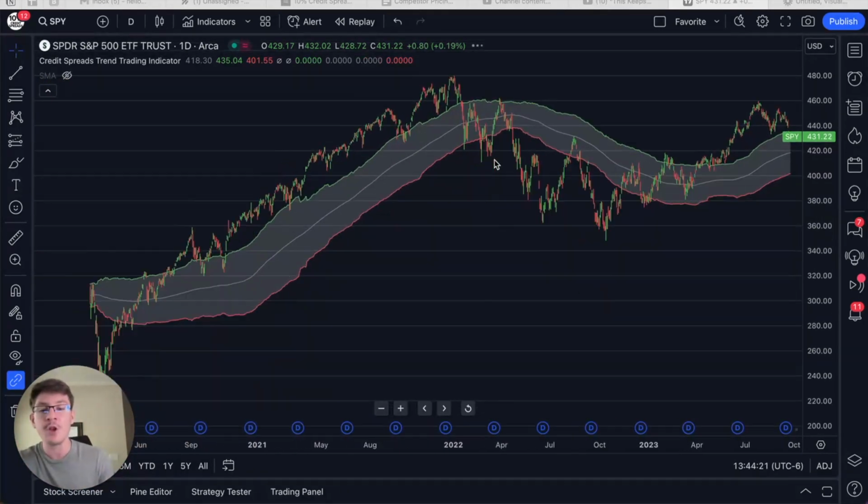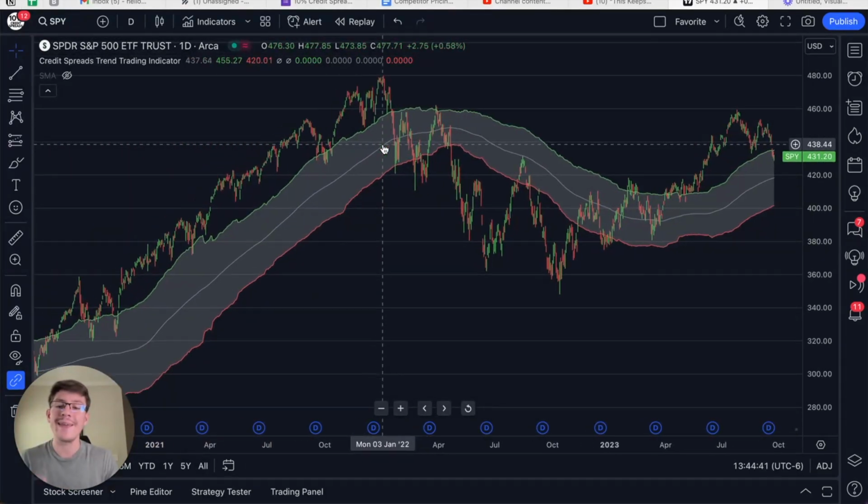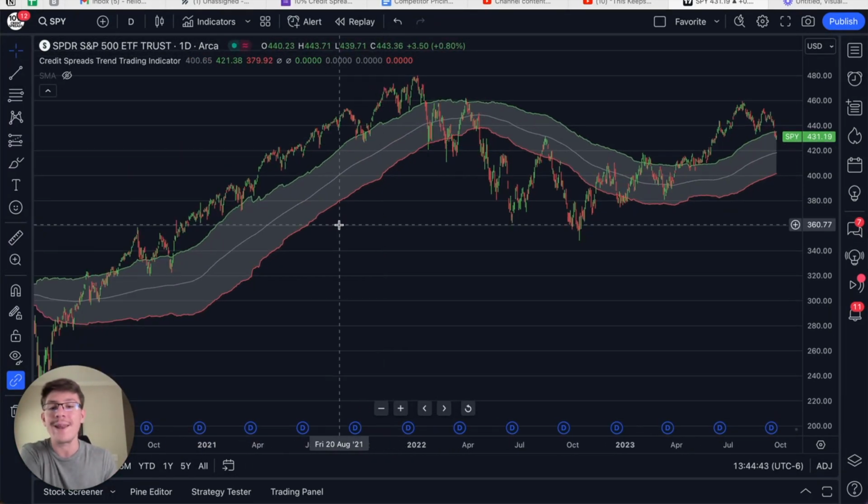So if we look at this, we can just from a brief understanding try to look at what is going on here. And what we see is that when the stock is above this green line, the stock is trending higher. So if we zoom out here, we can get an overview of what is going on.